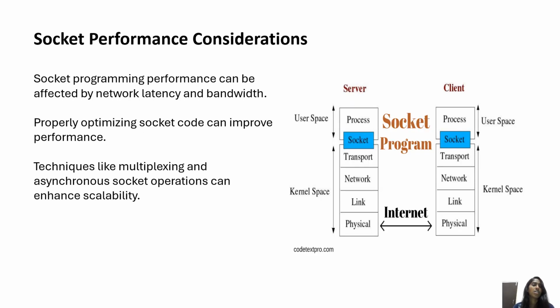Socket performance considerations. Socket performance can be affected by network latency and bandwidth. Properly optimizing socket code can improve performance. Techniques like multiplexing and asynchronous socket operations can enhance scalability.